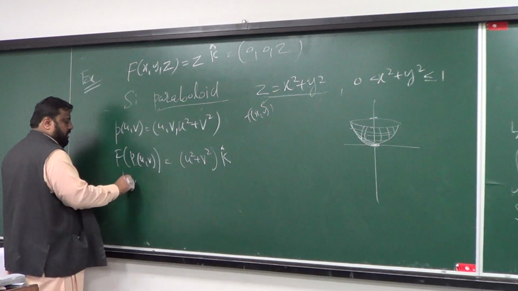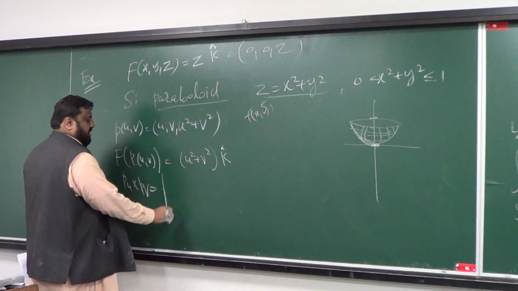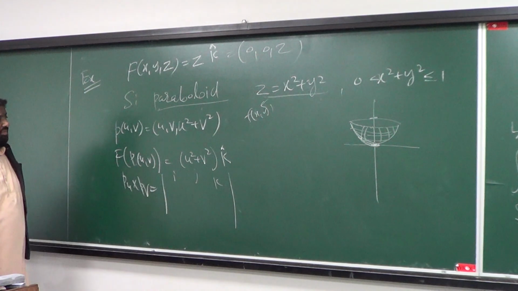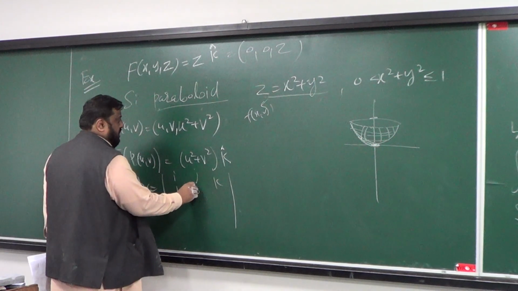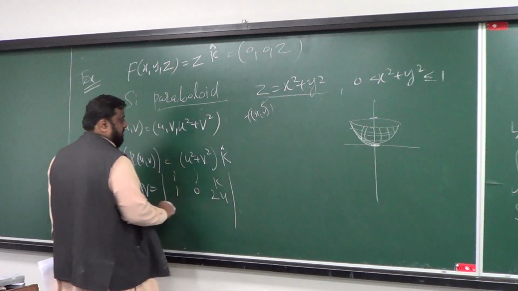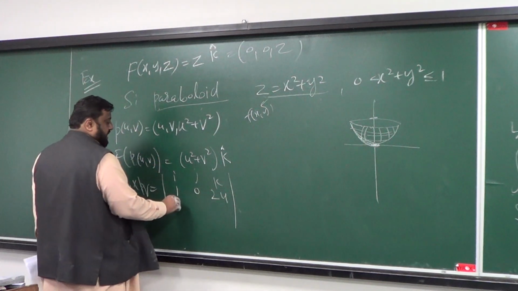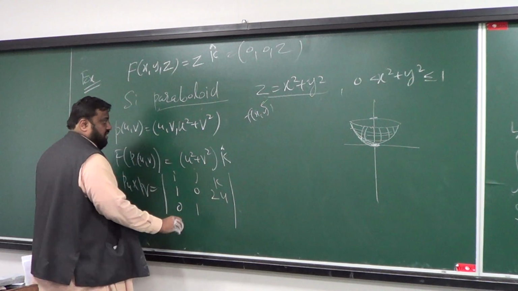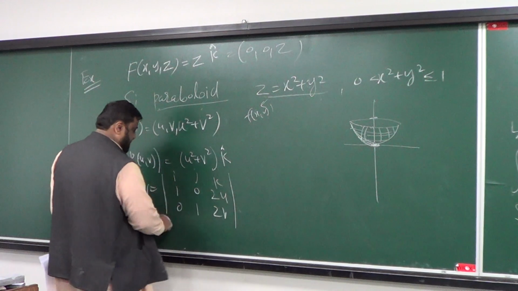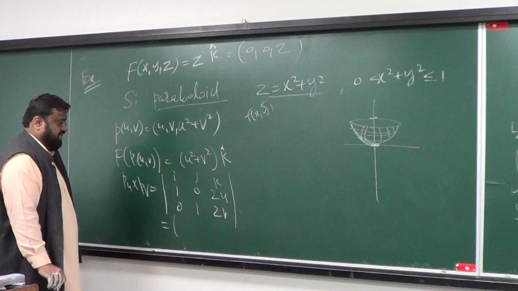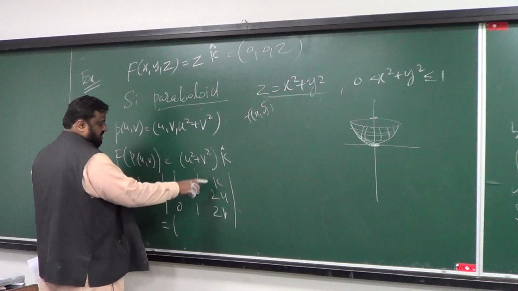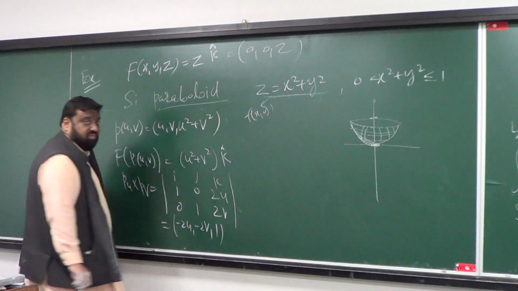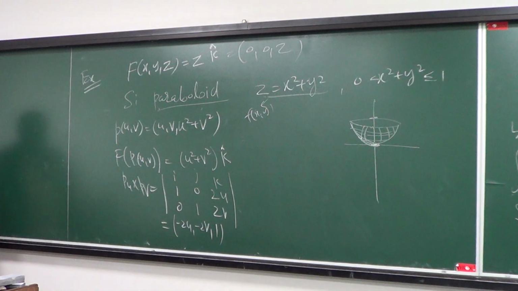What would be p_u cross p_v? I can have i, j and k for example. So p_u is 1, 0, 2u. And p_v is 0, 1, 2v. So this goes on: minus 2u, minus 2v and 1. That would be p_u cross p_v.